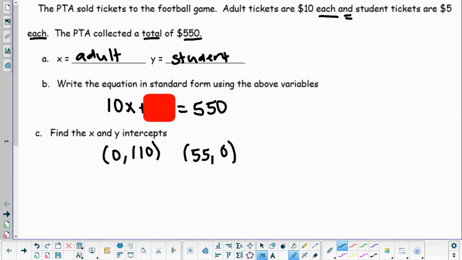Now there are points in between. There's combinations of adult and student tickets that I could buy, but as far as the intercepts, that's what those two things mean. They're kind of the extremes. If you buy no adult tickets, how many student tickets could you have? And if you buy no students, how many adult tickets could you buy?